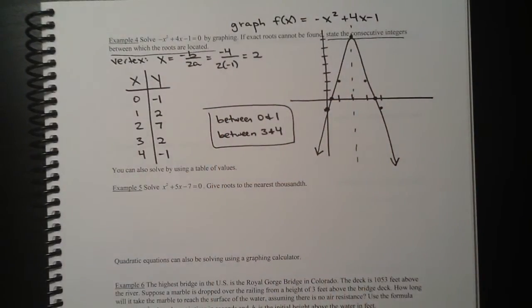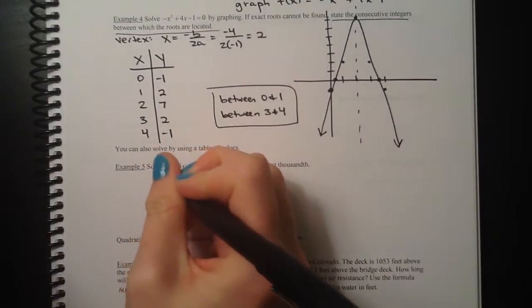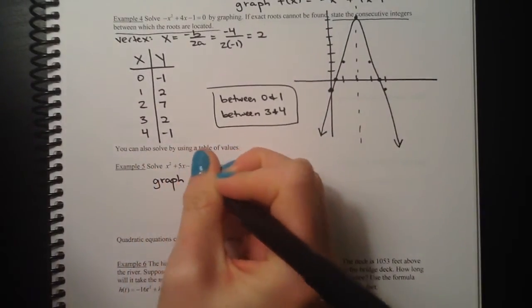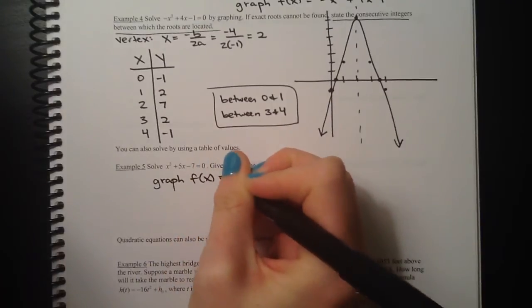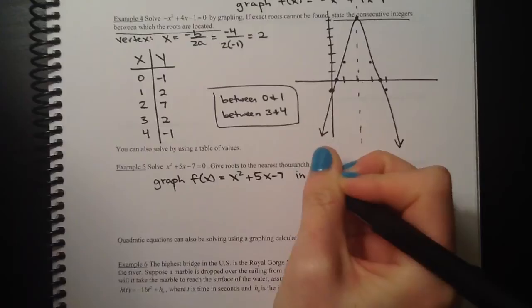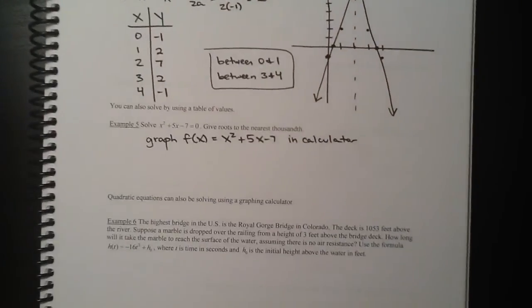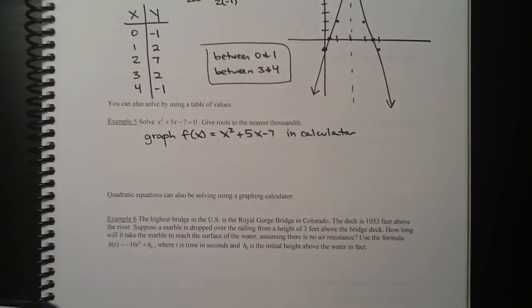Let's move on to the next one where we can get slightly more accurate, and I'm going to teach you how to use your graphing calculators for this. So solve this equation. What I'm going to do is graph the related function f of x equals x squared plus 5x minus 7 in the calculator. Okay, so that is what I'm going to show you how to do. So follow my lead here.